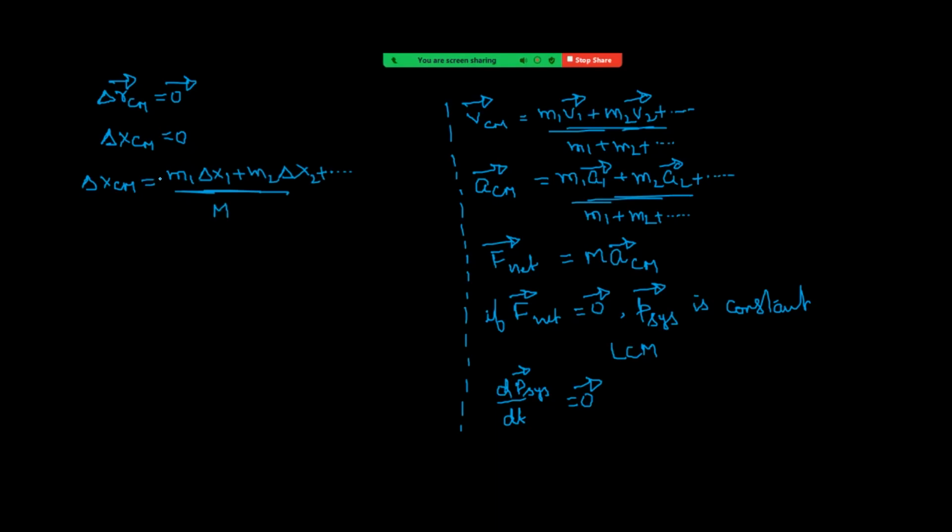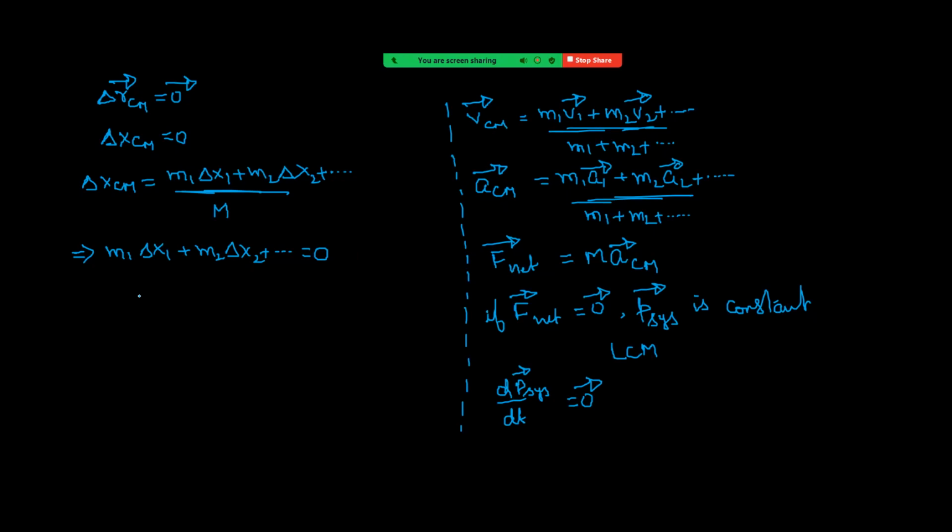When delta xcm is 0, the numerator is 0, right? Means I can write here m1 delta x1 plus m2 delta x2 and so on equal to 0. See, when we are writing this condition, VCM is 0 and net force is also 0. Therefore, VCM is always 0, meaning the center of mass is not moving. Therefore, the shift in center of mass will be 0. I hope you got the logic.